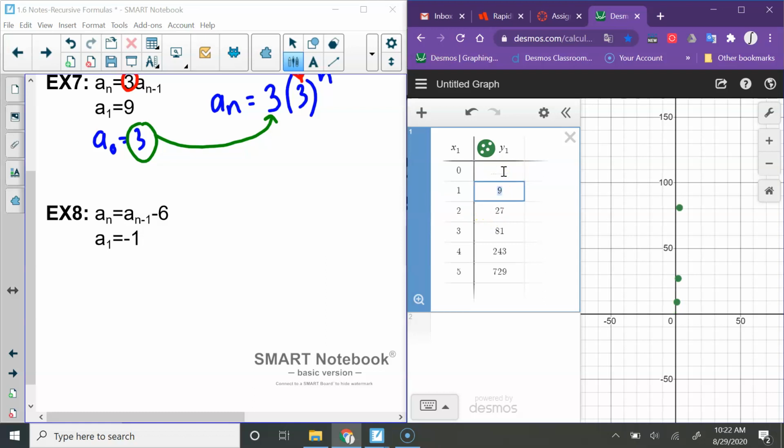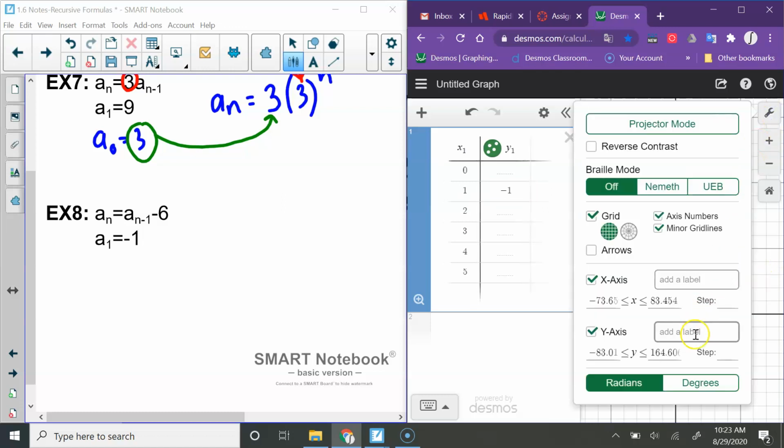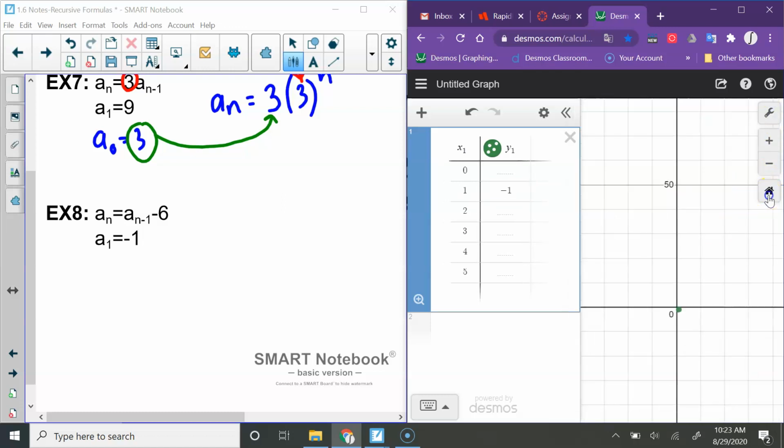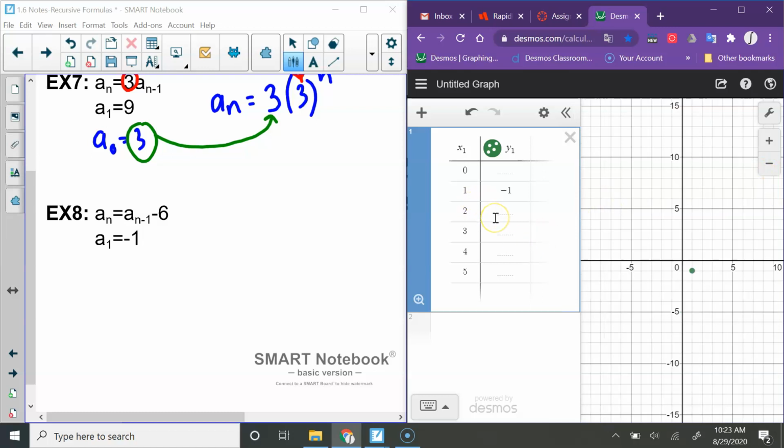In this case, again, we do not have the a sub 0. We've got the a sub 1, so this is going to be negative 1. Let me zoom back in. I think here's okay. And then we are subtracting 6 each time. So negative 1 minus 6 would give us negative 7, and then negative 7 minus 6 would give us negative 13, and then negative 19. That'll be enough for us to see the pattern here.